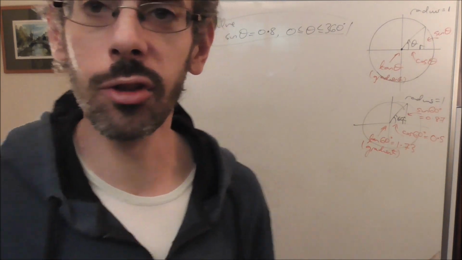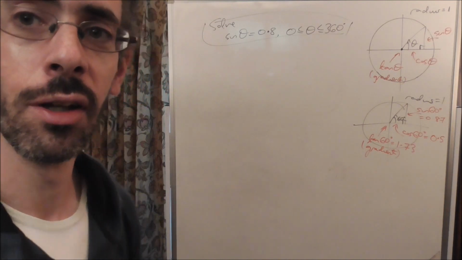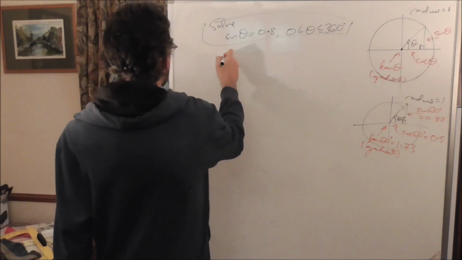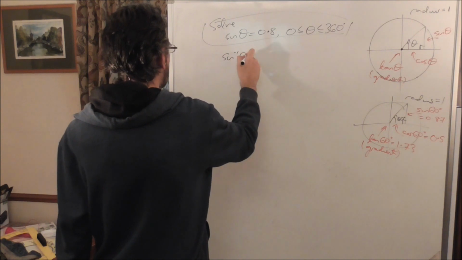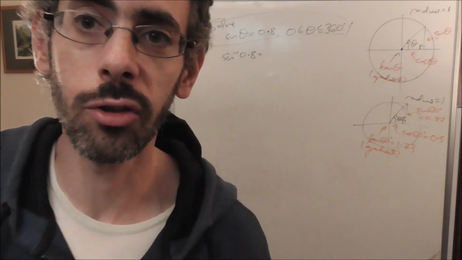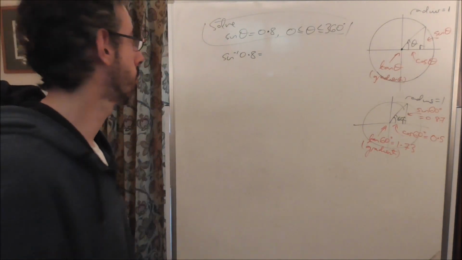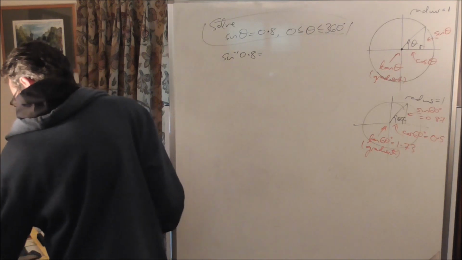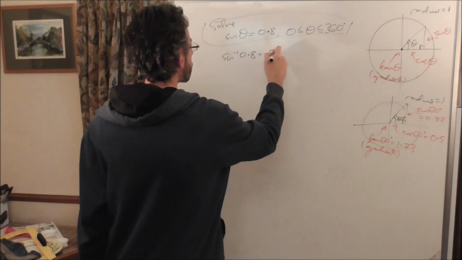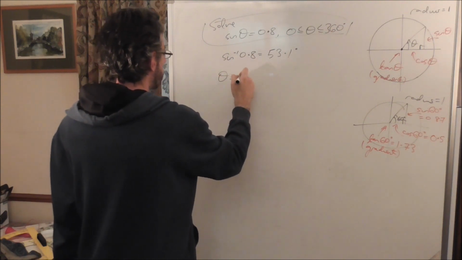To get the first solution, you have to use the calculator. You have to press inverse sine 0.8. The calculator will give you an angle with a sine value of 0.8. It will give you one of the solutions. It always gives you the solution closest to 0 when you press inverse sine. So if you press that, you get 53.1 degrees, and that's in range, so we can take that as our first solution, 53.1.